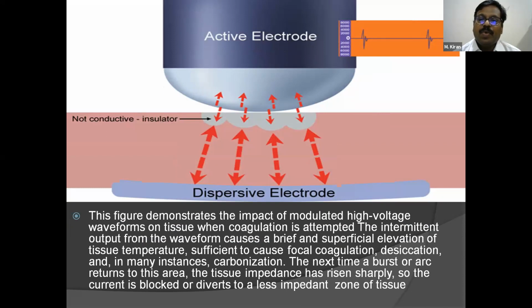This figure demonstrates the impact of modulated high voltage waveforms on tissue. When coagulation is attempted, the intermittent output from the waveform causes a brief and superficial elevation of tissue temperature sufficient to cause focal coagulation, desiccation, and in many instances carbonization. The next time a burst or arc returns to this area, the tissue impedance has risen sharply, so the current is blocked or diverts to a less impedant zone of the tissue.